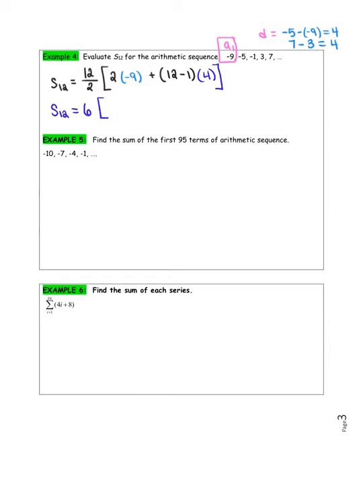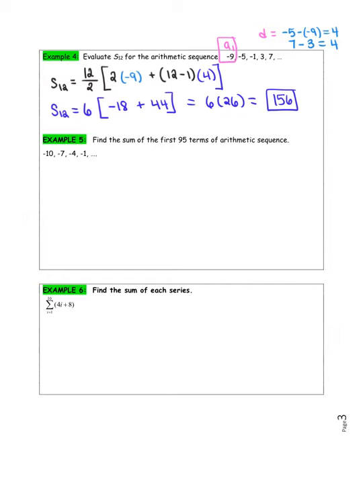Cleaning this up, we have S sub 12 equals 6, bracket, 2 times negative 9 is negative 18, plus 12 minus 1 is 11 times 4 is 44. Negative 18 plus 44 gives me 26, and 6 times 26 is 156.